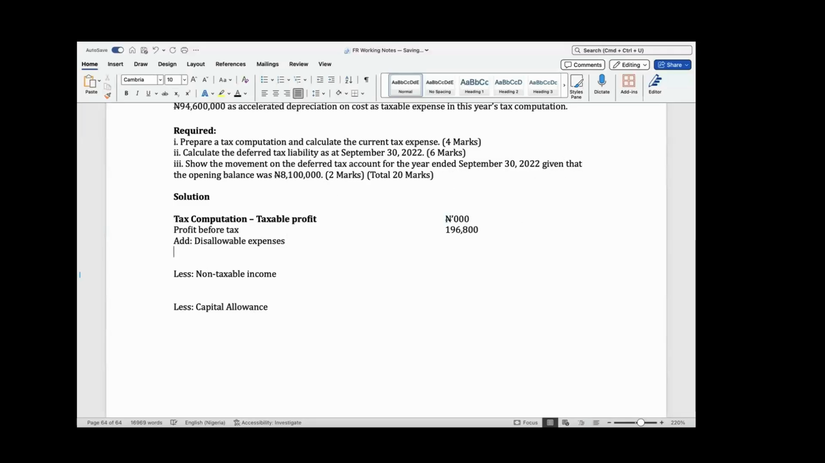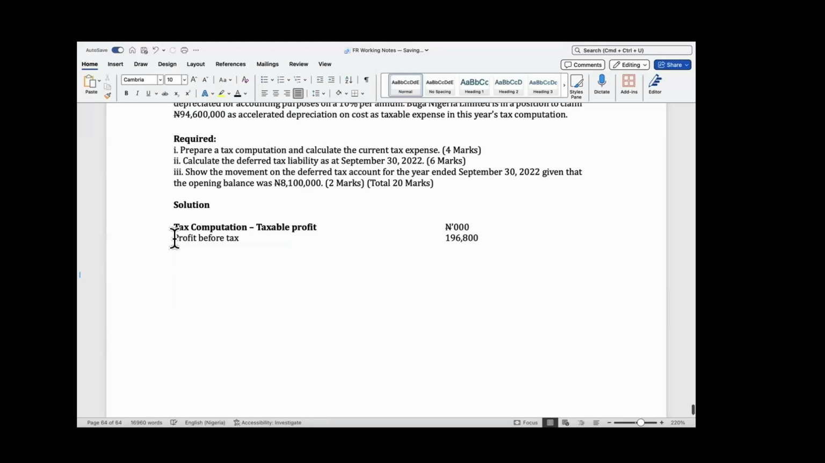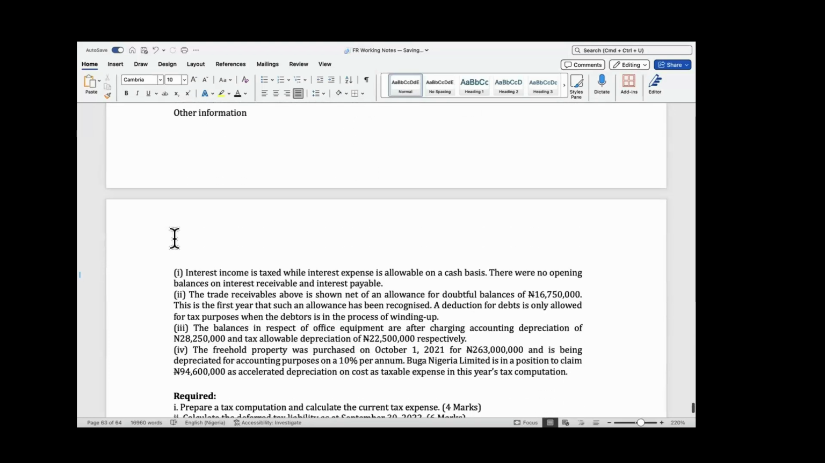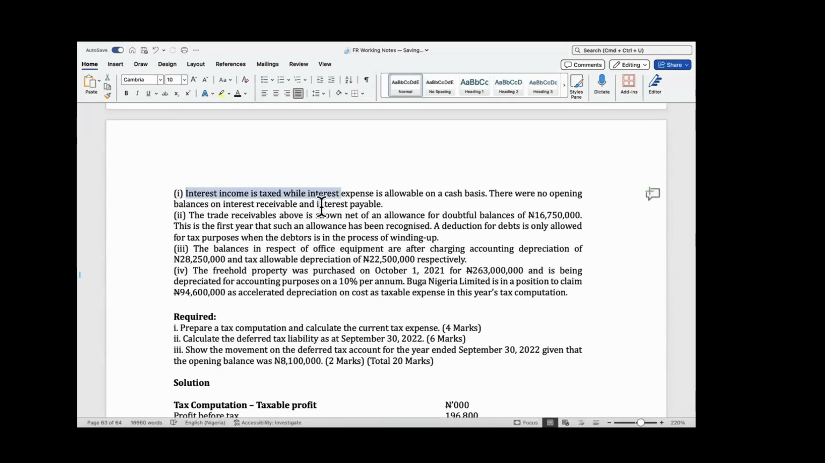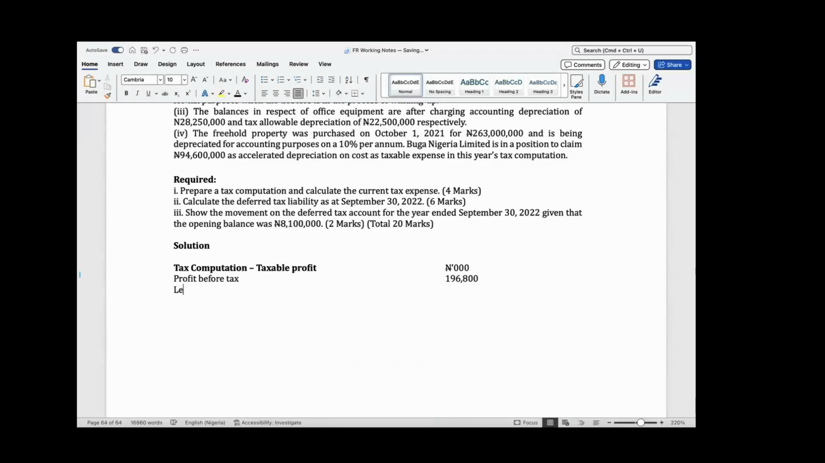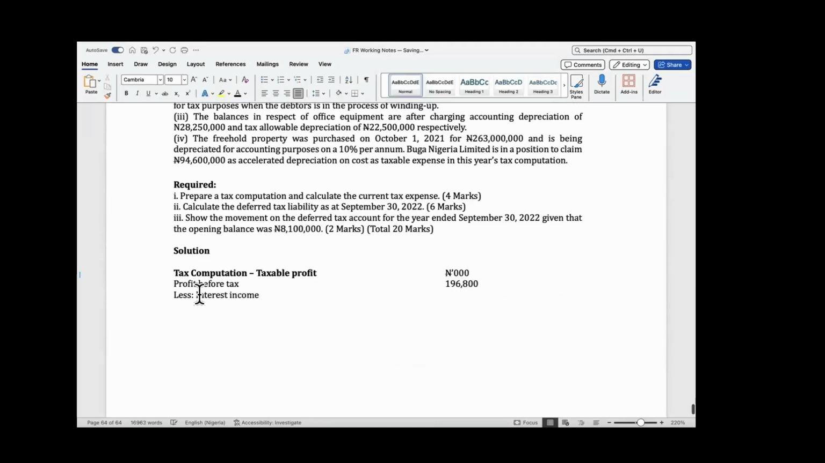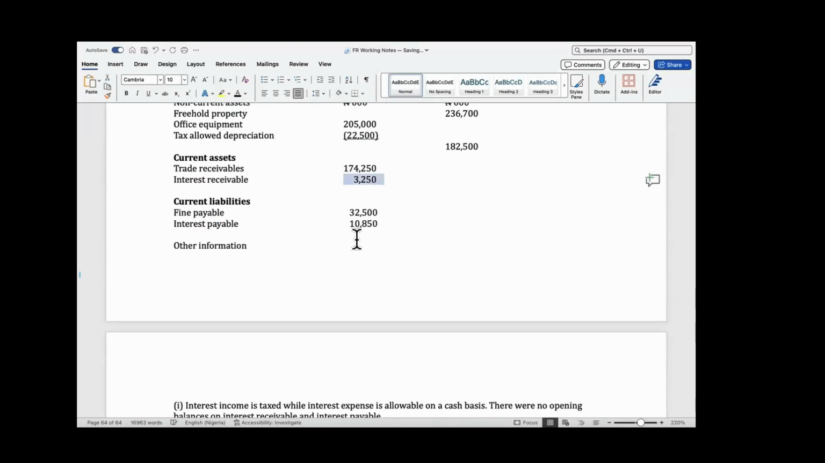So here now, in the exam, you can't do it like this. You cannot leave space like this. So just in the exam, just know which one to deduct and which one to add. Let me just do it the way you would do it in the exam. Let me be realistic. So in the exam, you pick them one by one. You pick this interest income. You know that it's non-taxable. You deduct the interest income of, since this is the first year, so it's 3,250.